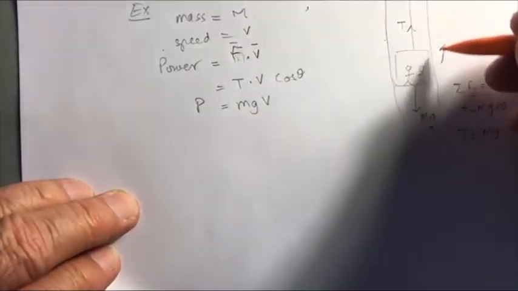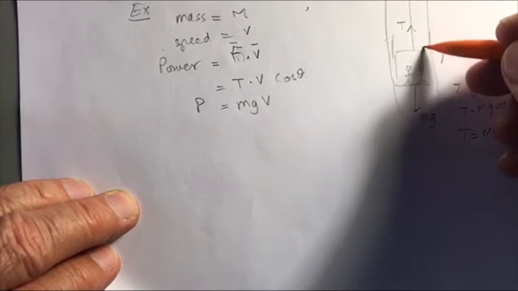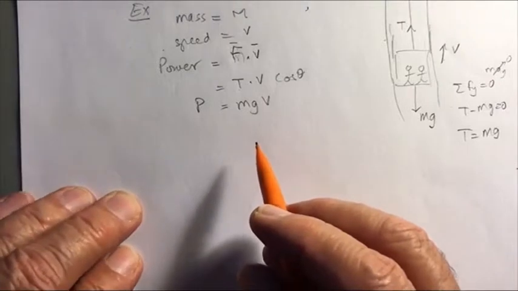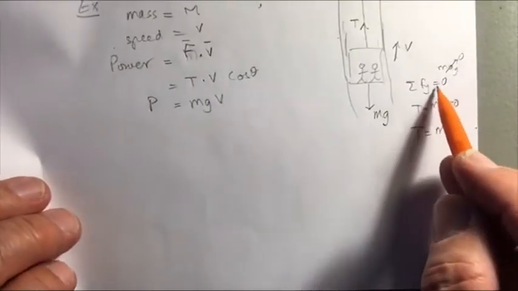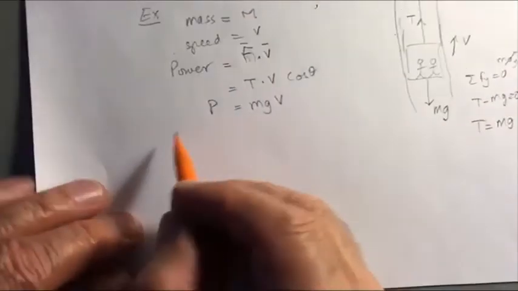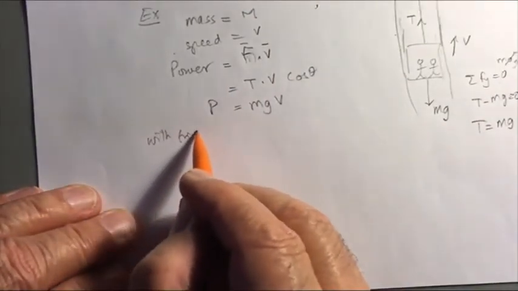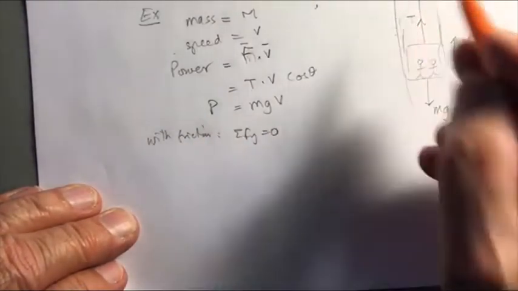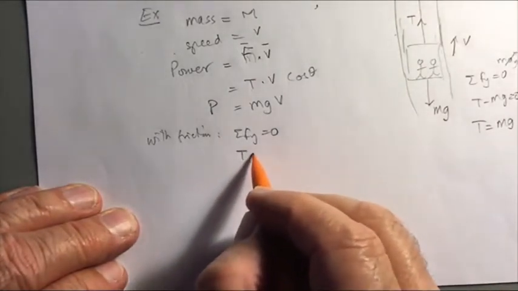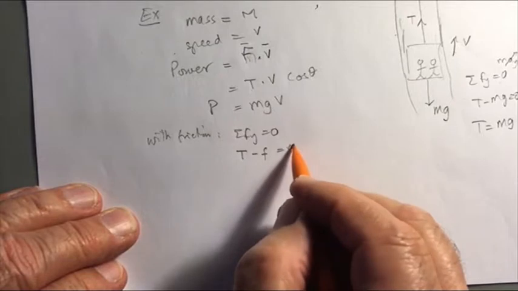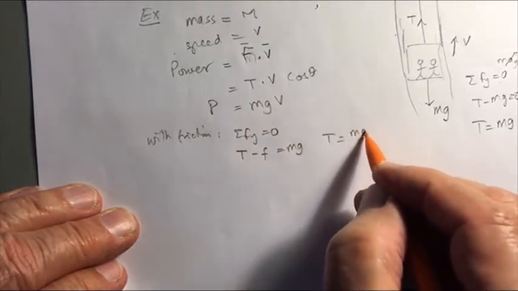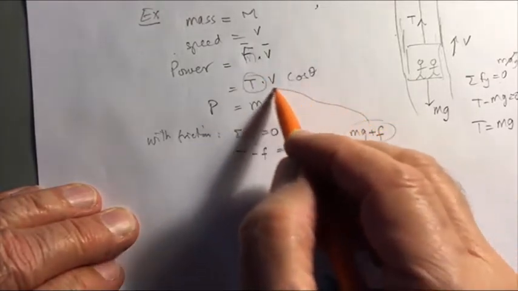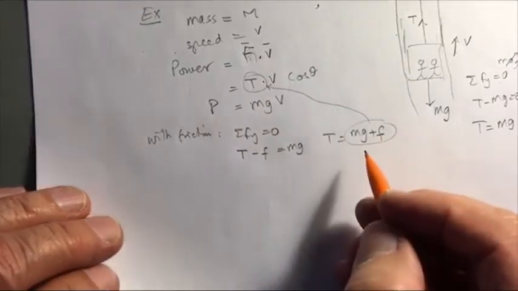Now, if there is friction on the sides, so as it's going up, there is friction, then we would need to add that friction in it. That would be added over here. The tension with friction, then the sum of forces in the y direction is 0 if it's still going at a constant velocity. It's going to be T upwards minus friction downwards is mg, and therefore T is mg plus the friction, and you just replace this in here and you'll get the new answer with friction.